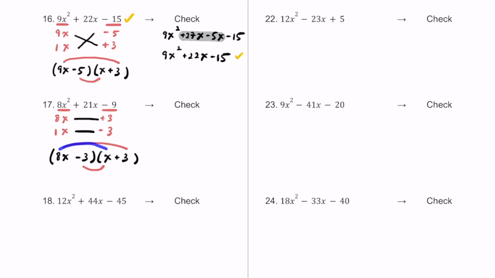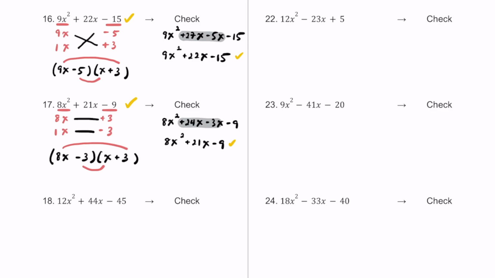Checking this, 8x times 1x is going to be 8x squared. Let's check the outers now and the inners. For the outers, I think that's going to be 24x. For the inners, it's going to be minus 3x. And then for the last, if we multiply negative 3 and positive 3, that makes negative 9. Combining these like terms in the middle, we're going to have 8x squared, then plus this 21x, and then minus 9. Cool.